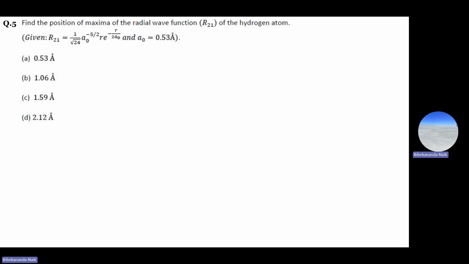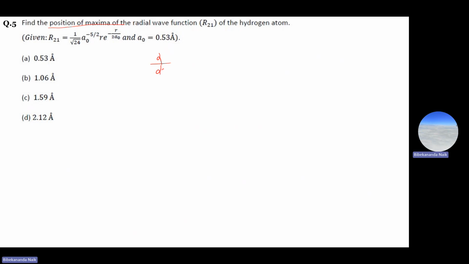So this type of question we had already discussed in the previous session. Since it is given as the position of maxima, we know if you simply take the derivative with respect to r, because here r is varying, it will give us the value of the point where the wave function has its maximum value, or otherwise we call it maxima. So the correct answer can be found by taking the derivative of this wave function with respect to radius r.